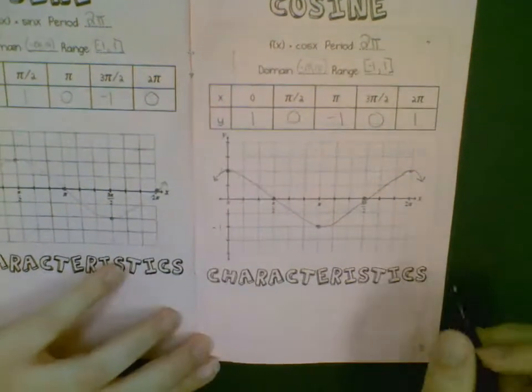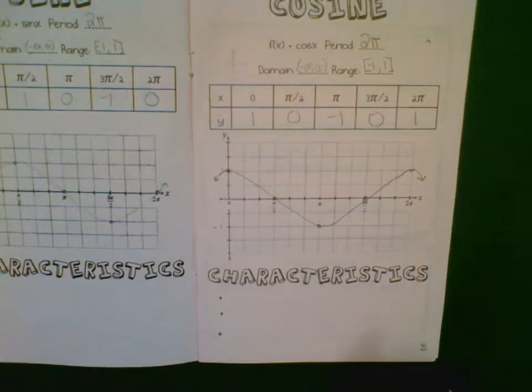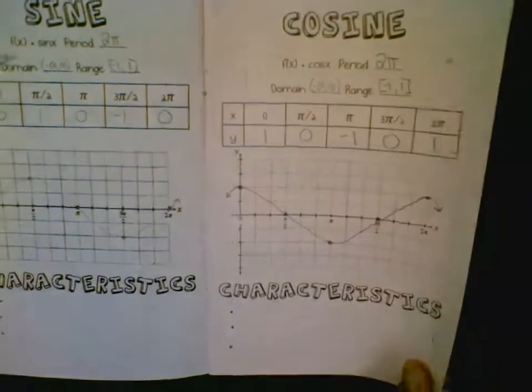So go ahead and come up with some characteristics for cosine. How does it differ from sine? What's the same? And we'll talk about those differences and similarities in class.